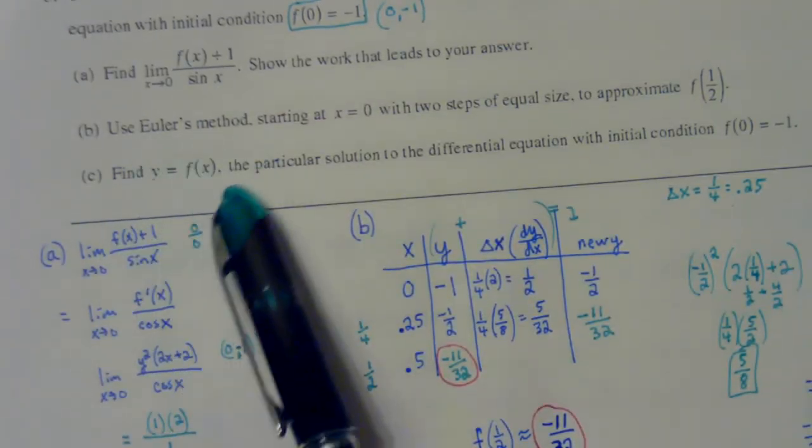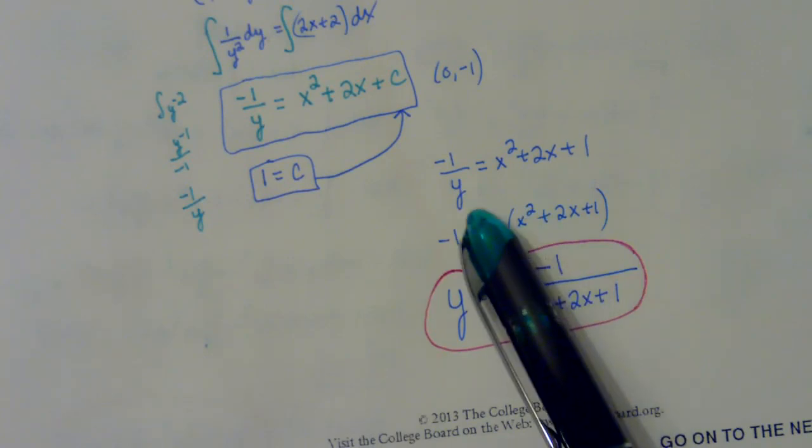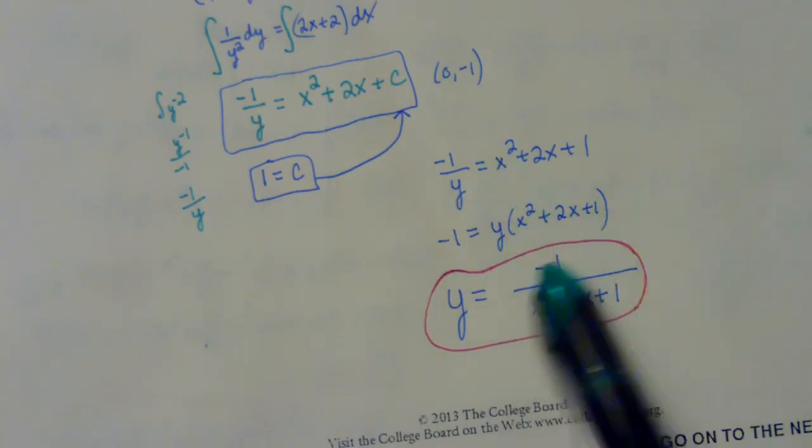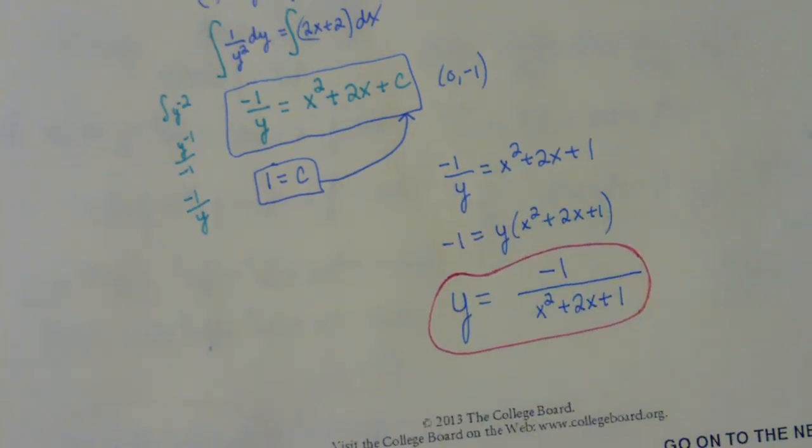And then all of these seem like they're having us solve for y because it says y equals there. So I just multiply by y to get it out of the denominator, then I divide both sides by that trinomial.